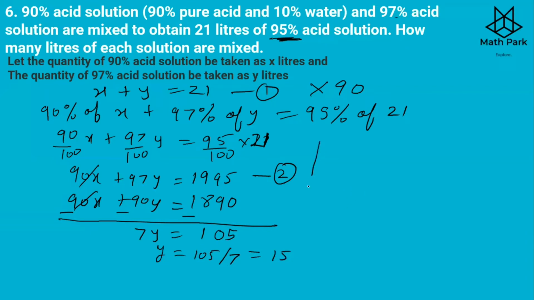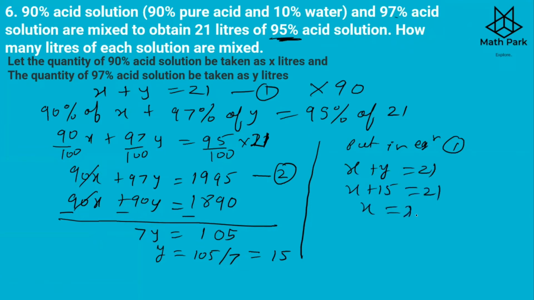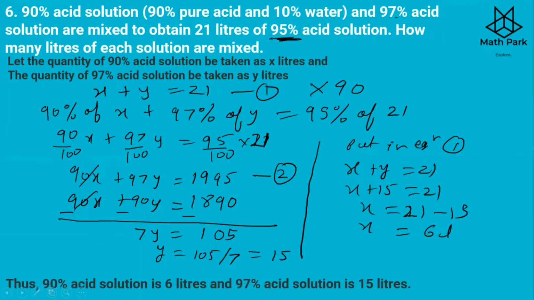Let us substitute this value of y as 15 in equation number 1. In equation 1, we get x plus y is equal to 21. So x plus 15 is equal to 21, so x is equal to 21 minus 15, which is 6 liters. Got it? So this is how we get the 90% solution as 6 liters, which is x, and the 97% acid solution as 15 liters, which was our value of y. Got it? Moving to question number 7.